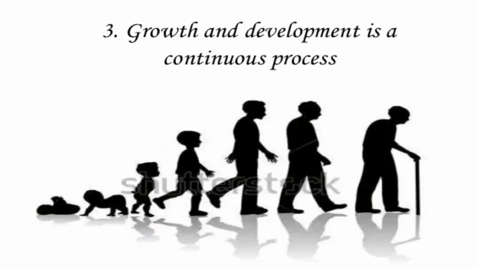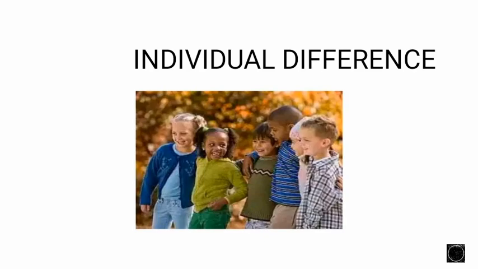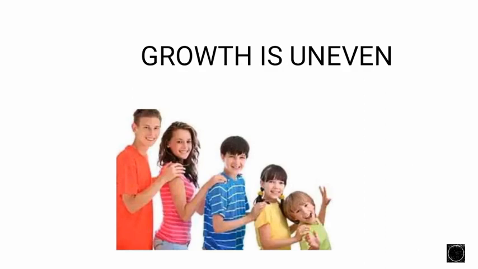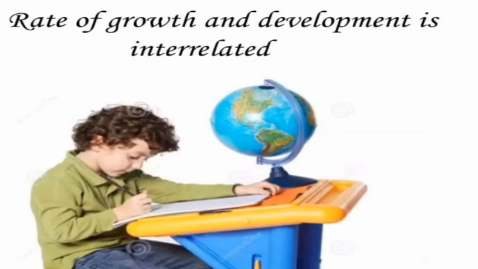Growth and development is a continuous process. Growth and development is orderly or sequential. Now we will see individual differences. Growth is uneven. Development proceeds from general to specific responses. The rate of growth and development is interrelated.